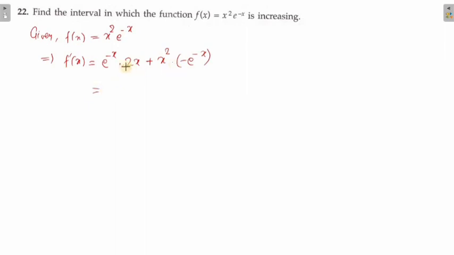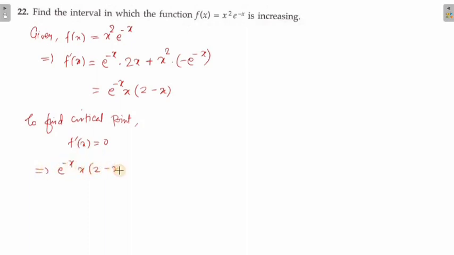So you see what is common out here, e to the power -x is common, x is also common. So what you get here is x into 2 minus x. Now, if we want to find the critical point, what we can do is f dash of x must be equal to 0. We have f dash of x is e to the power -x, x into 2 minus x equals 0.